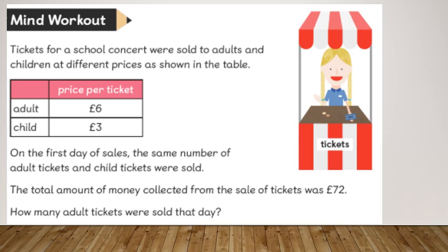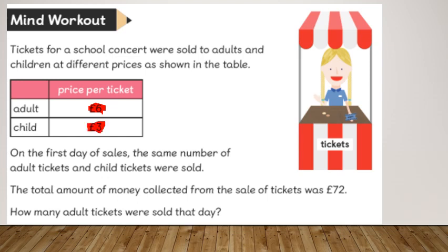Tickets for a school concert were sold to adults and children at different prices as shown in the table. So we've got an adult ticket costing £6 and a child ticket costing £3. On the first day of sales, the same number of adult tickets and child tickets were sold. The total amount of money collected from the sale of tickets was £72. So the key information on this question is going to be the fact that adult tickets cost £6 and that a child ticket costs £3.